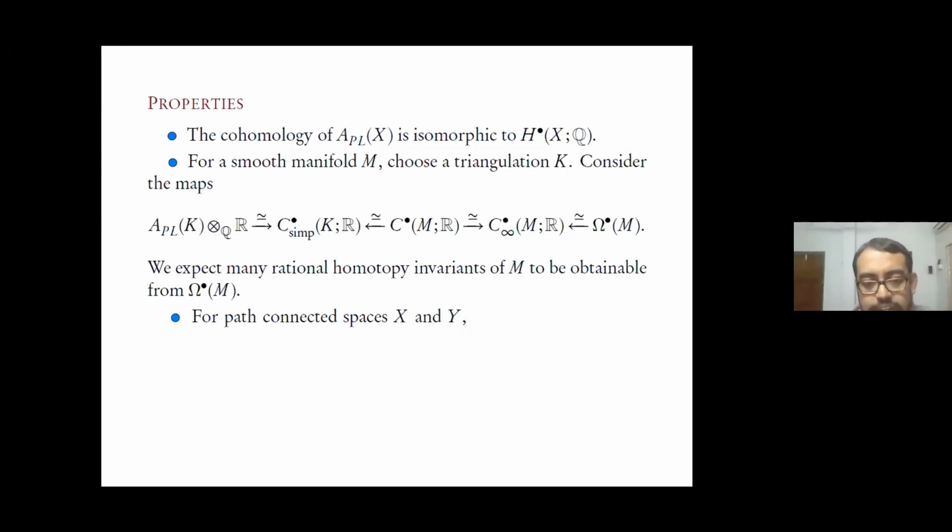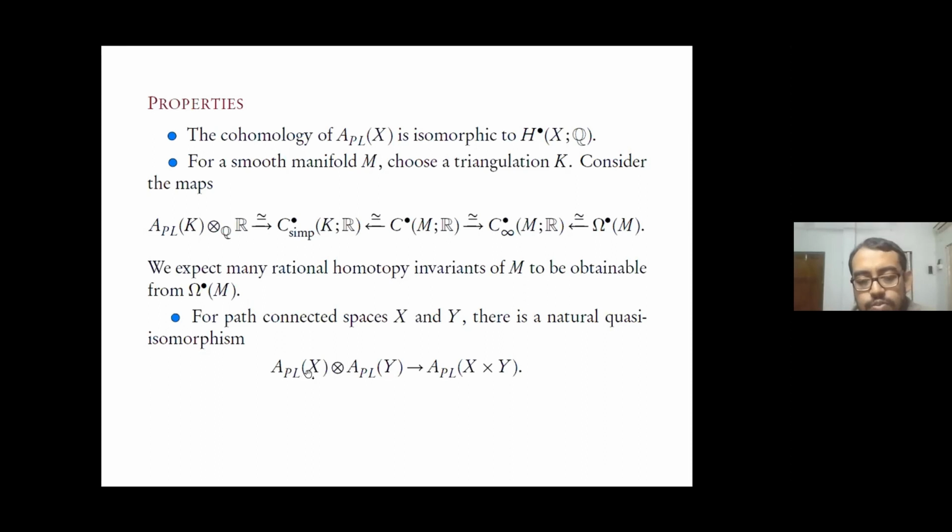So, there's one more remark which people can check. If you have path connected spaces X and Y, then we have a natural quasi-isomorphism from APL X tensor APL Y to APL X cross Y. You should think of this in the light of what you do if you had two manifolds M and N: forms on M tensor forms on N goes to forms on M cross N. You have a form on M, you can pull it back to M cross N. You have a form on N, pull it back to M cross N, take the wedge there, and that would be the map at the level of forms. And this is pretty much going to be the same kind of construction.